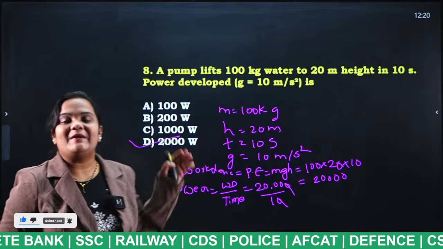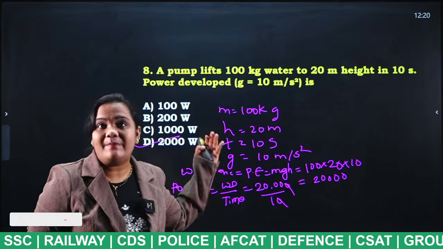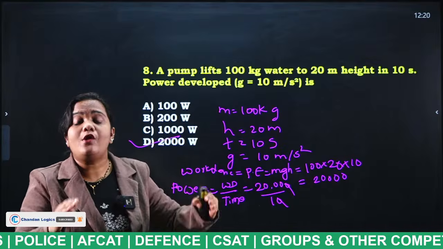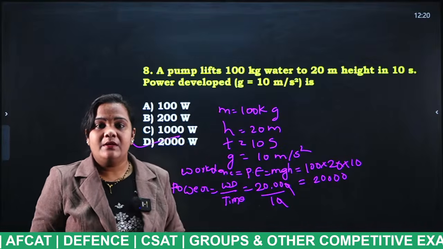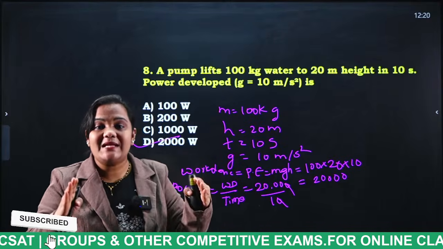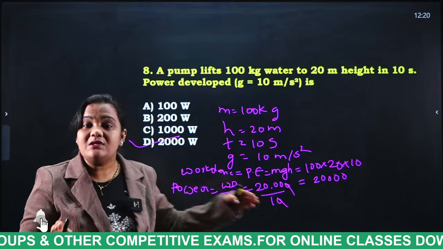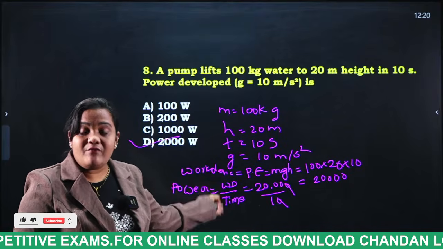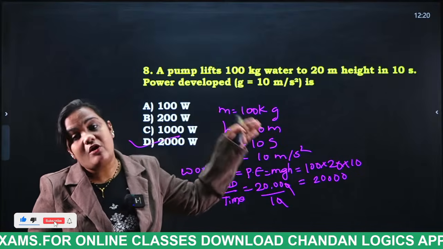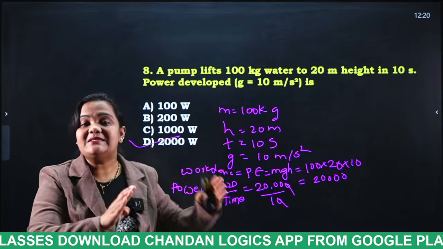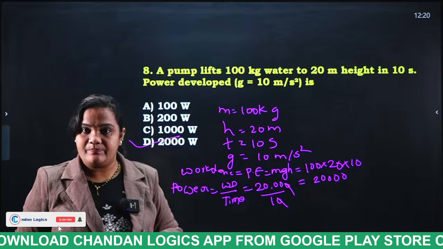Power developed is nothing but work done by time. Okay, basic things, students. If you don't know how to solve the problem, if you don't remember the formula also, you can easily assume it. Why? Because first of all, we have to write the given values. What are they asking? They are asking you to find the power. So, it is a general formula. Power is nothing but work done by time.